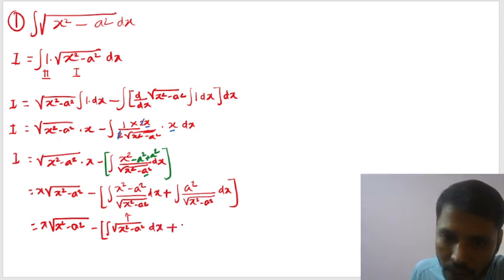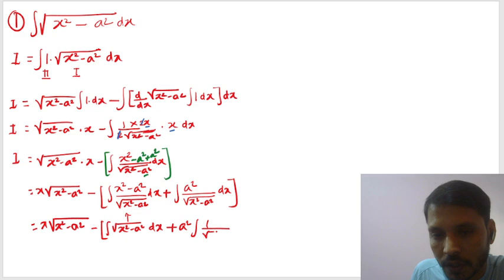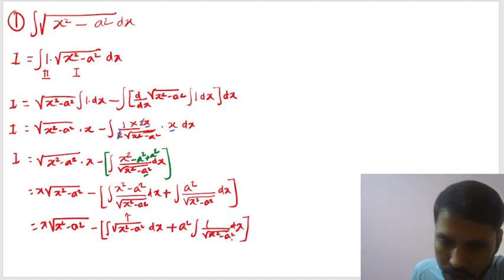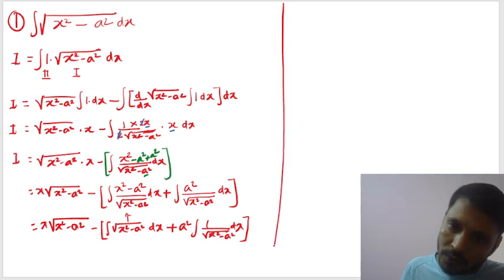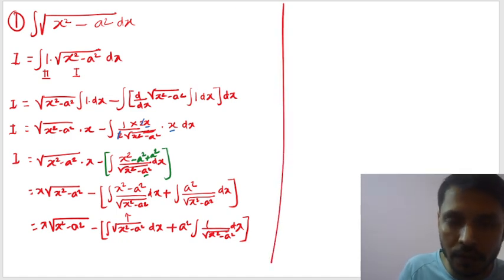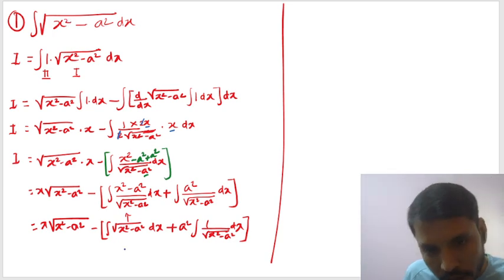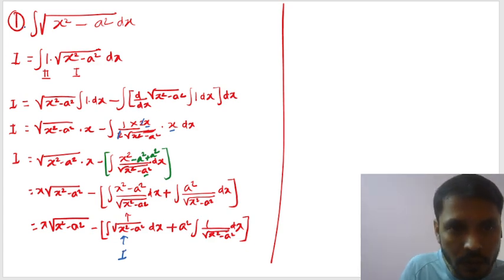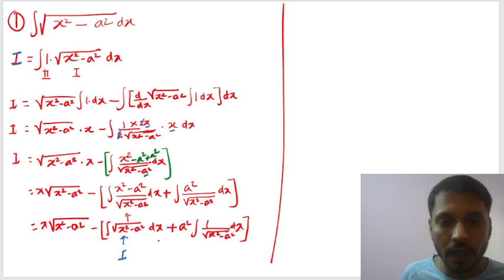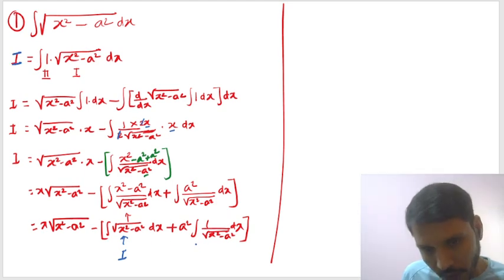And here I am writing a square outside, and this is 1 upon under root of x square. In the previous exercise we have already studied this, the third type of the derivations. Now we can replace these values with their standard formula. Here, if you see carefully, this is the originally given question only. That means we can replace it: this is equal to the given I only, this is equal to this I, right? And here we can apply the formula.